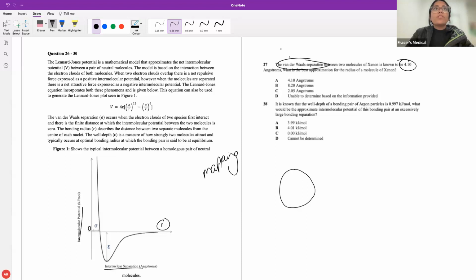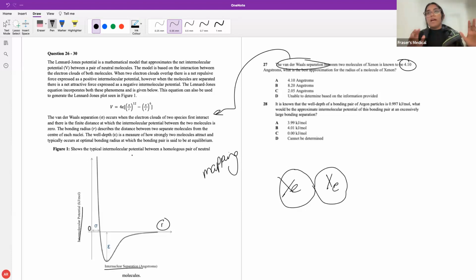So van der Waals separation, where was that? That was at the start. Van der Waals separation occurs when two electron clouds first interact. So when the two electron clouds of xenon interact here, xenon and xenon, all right, great. And there's a finite distance at which the potential is 0. Now we know that the van der Waals separation is 4.10, but that's just a value. What is the 4.10? The 4.10 could be here, it could be here, it could be here, but we don't know what that value means. So therefore, we can't decipher that from the stem itself.